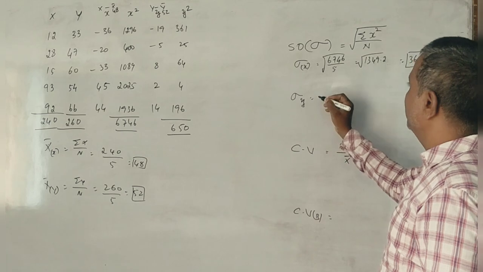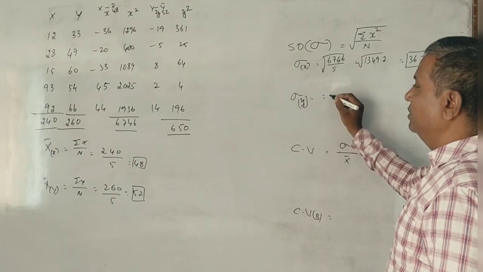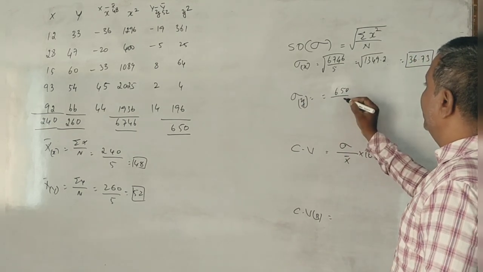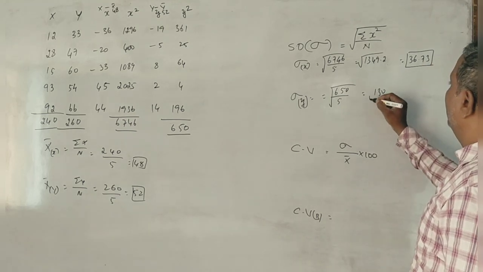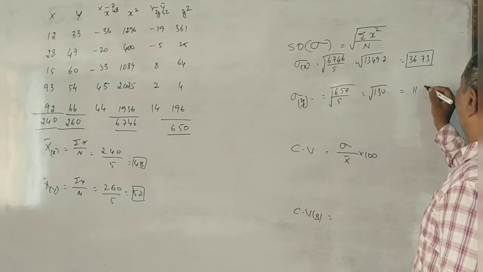Standard deviation of y is equal to the square root of 650 divided by 5. That is the root of 130, which is 11.40.